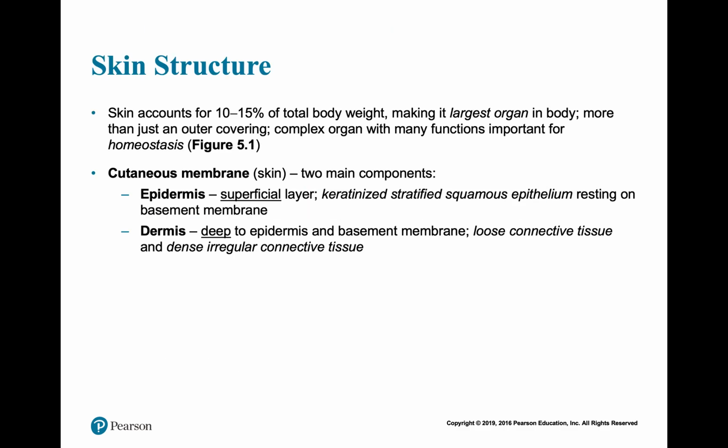And the integumentary system is going to be made up of the skin as well as the accessory structures that we find within the skin. So the skin, which makes up the most of the integumentary system, the skin alone accounts for about 10 to 15% of total body weight. So it's the largest organ in the human body, and it's one of the most superficial ones.